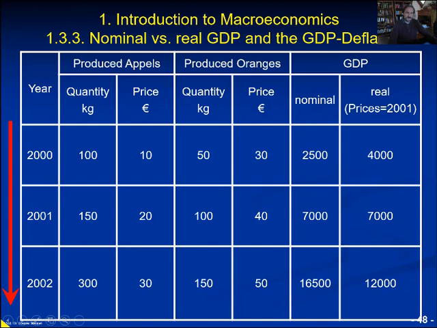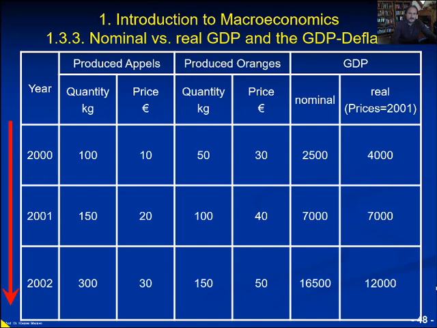Here I have constructed an extremely simplified economy. We have 3 years, the year 2000, the year 2001 and the year 2002, and we produce only apples and oranges in this economy. This column tells us the quantities of the production of apples. This column tells us the quantities of the production of oranges in every year. This is the price column for apples and this is the price column for oranges. And in the last two columns we measure nominal GDP and real GDP according to the approach just explained verbally.